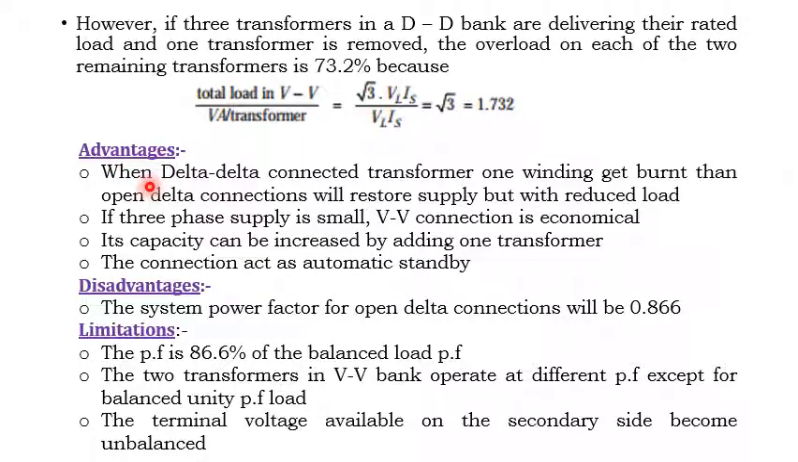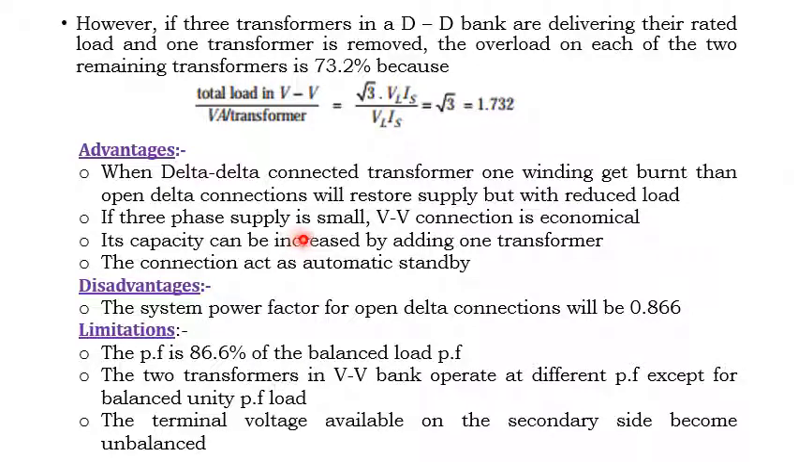Now let me write the advantages and disadvantages of this type of connection, that is open delta connection. Advantages: when in a delta to delta connected transformer one winding gets burnt, then open delta connection will restore supply but with reduced voltage. So obviously, you know that if any one winding or any one transformer is removed, the remaining two transformers will restore supply but with reduced capacity. So this point you discussed earlier.